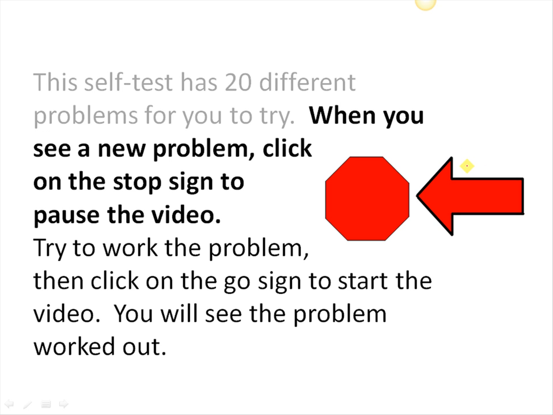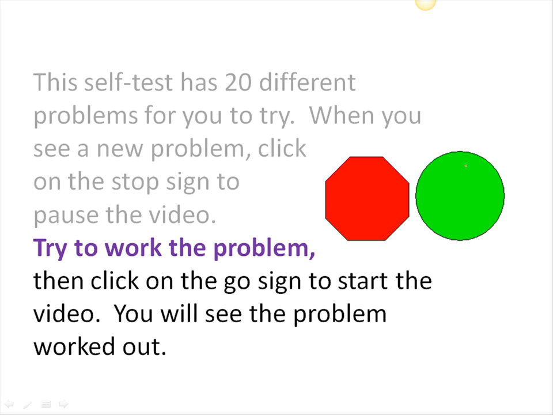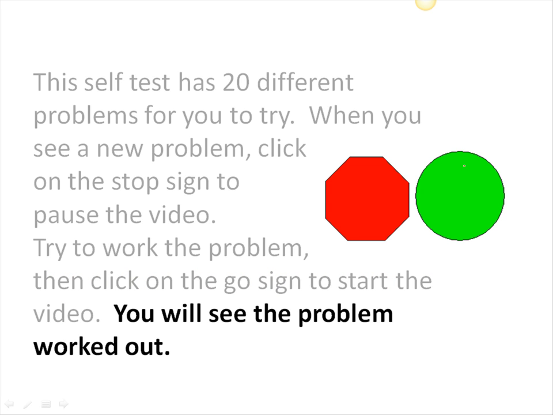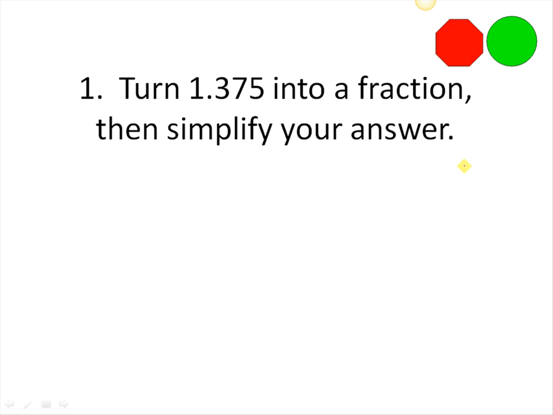When you see a new problem, click on the stop sign. That'll pause the video if you're watching it on YouTube. Then try to work the problem on a piece of scratch paper. Then click on the go sign to start the video, and you'll see the problem worked out. Number 1, turn 1.375 into a fraction, then simplify your answer. Click on the stop sign. Alright, let's see how you did.